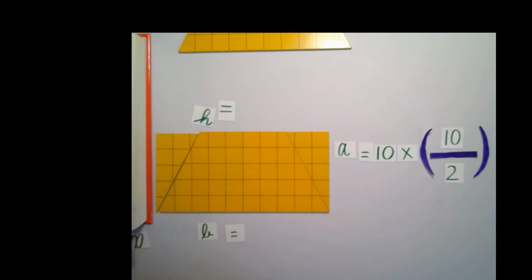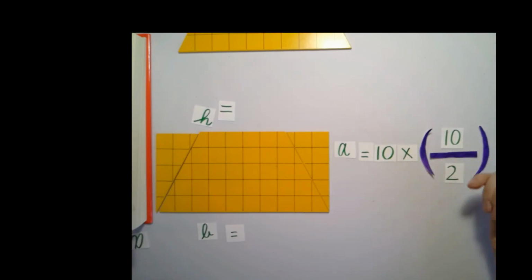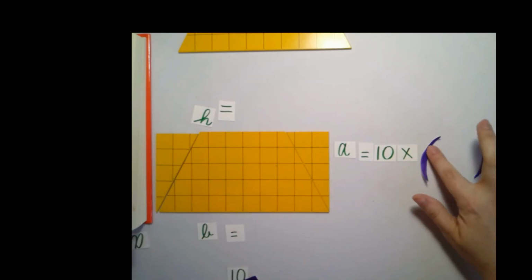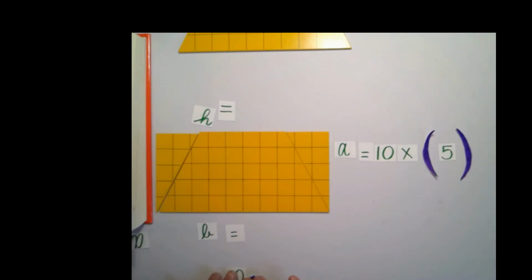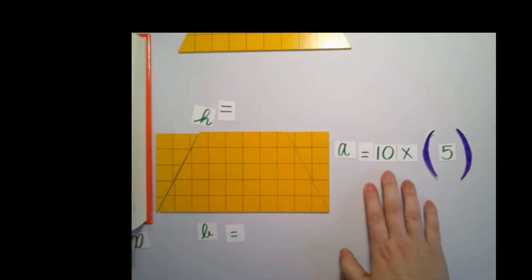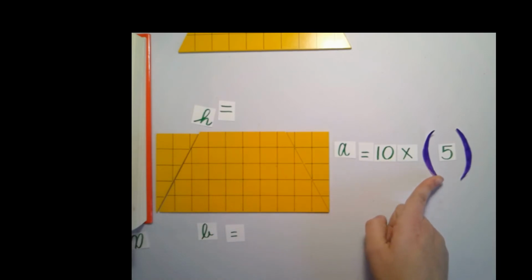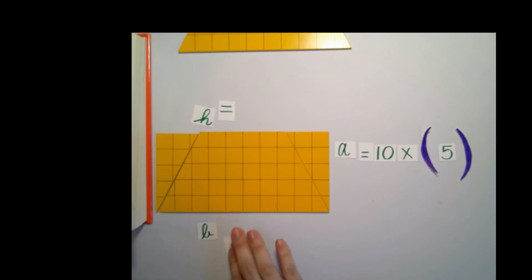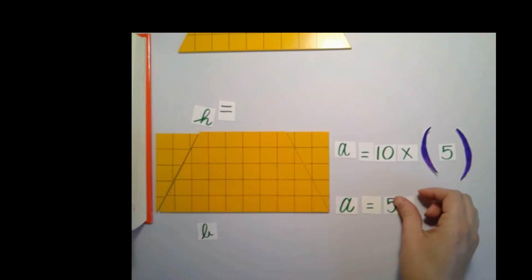So our first step in this problem is that we are going to divide 10 by 2. We're going to split 10 in half. So half of 10, 10 divided by 2, equals 5. Okay, so now our problem is the area of our acute triangle equals 10 times 5. So all we have to do is solve 10 times 5. So that tells us that the area of our acute triangle is 50.